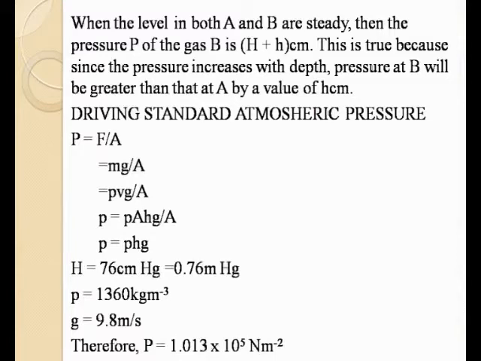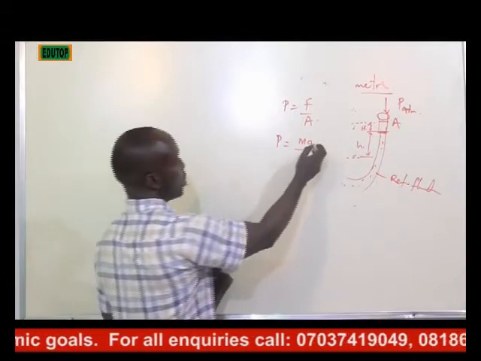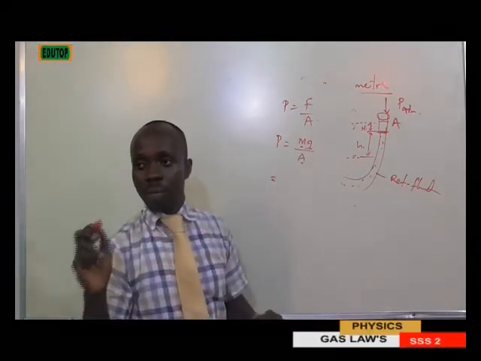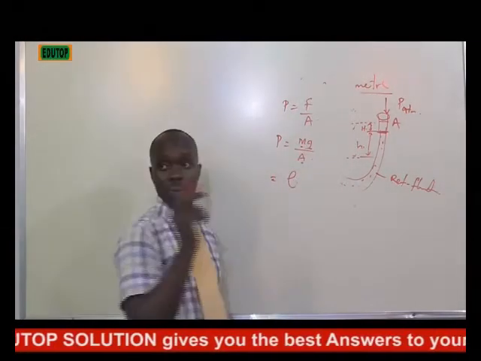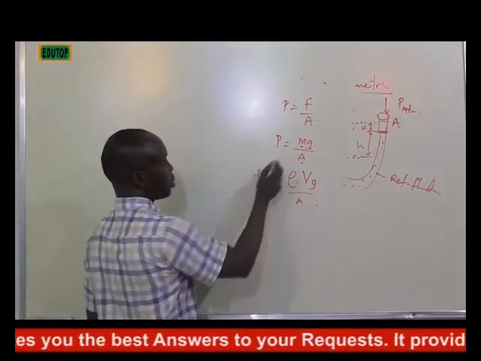The value of pressure is given as P equals F over A. Noted? Now, our force is given as mg, so P equals mg over A. Are you getting it? If you break this down, you realize that it is rho g A. Remember we said this is mass, this is gravity, and this is acceleration. By the time you break them down one after the other, you have rho V g. How do you get rho V g? I'm going to break it down here.